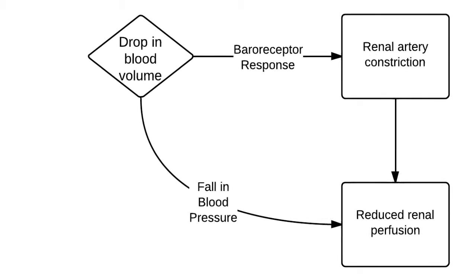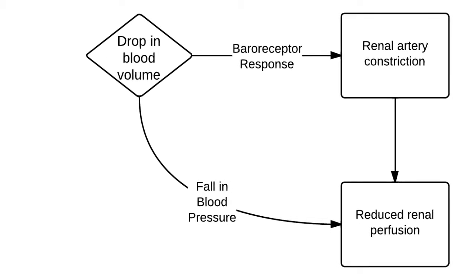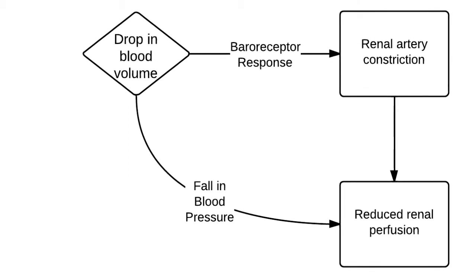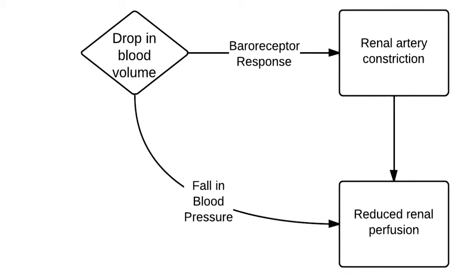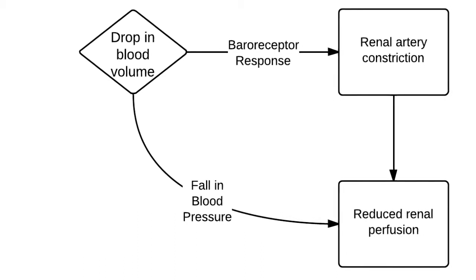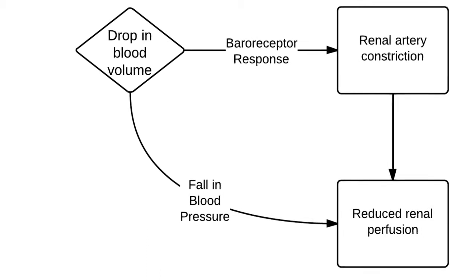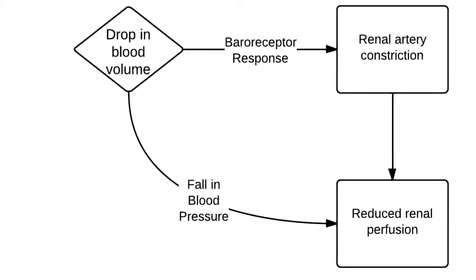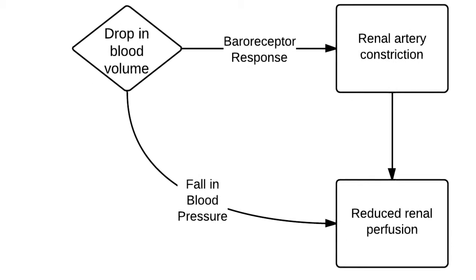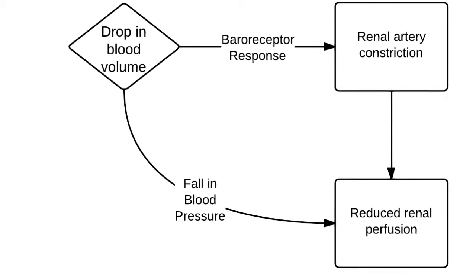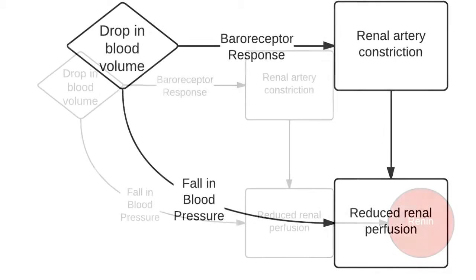So first, let's assume you have a drop in circulating volume for whatever reason, which in turn leads to a drop in blood pressure. There are two factors that come into play. Firstly, there is the drop in blood pressure itself, which will reduce blood flow into the kidneys. Secondly, there is the baroreceptor mechanism, which detects this drop in pressure and increases sympathetic tone. This in turn causes vasoconstriction of the renal artery, which will further impede blood flow into the kidneys.